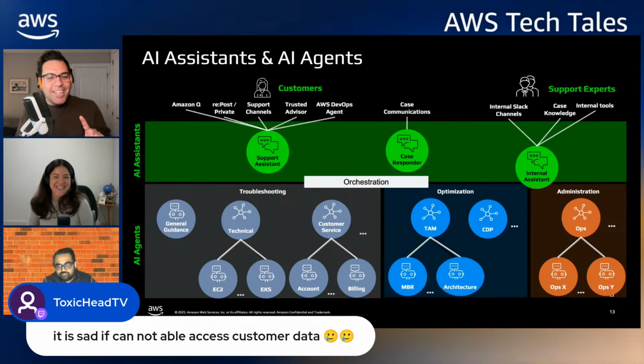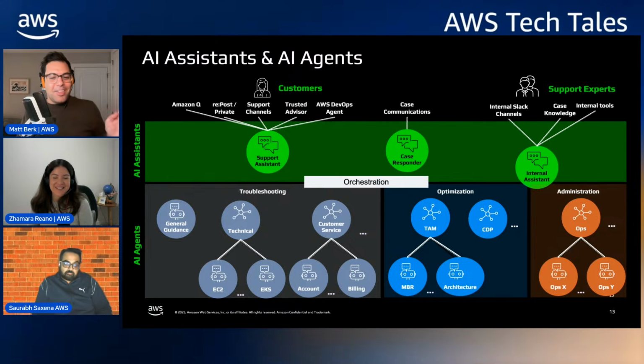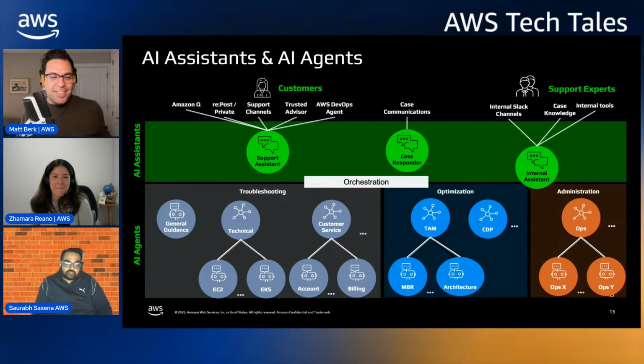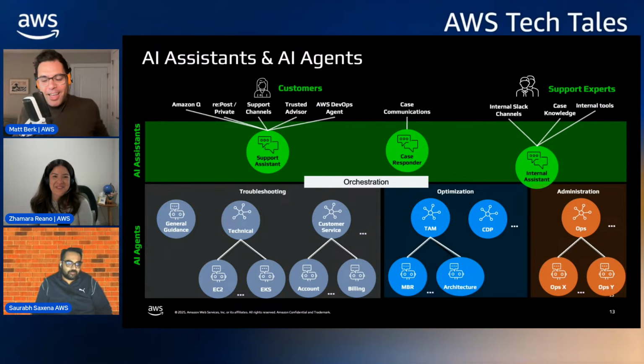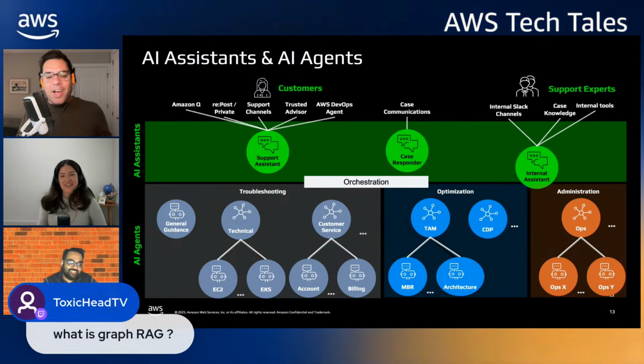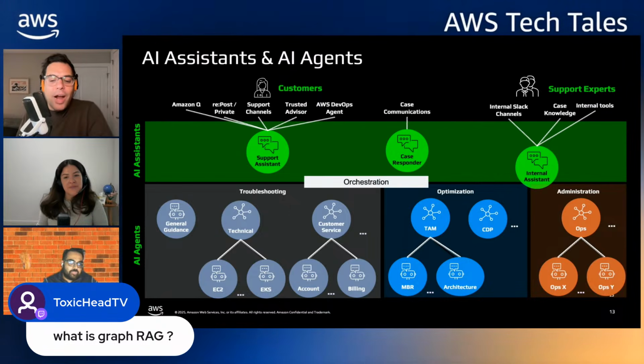The first comment is, it is sad if we cannot access customer data. No, we don't want to access customer data at all. It is sad that we can't access customer data, but it is sadder if you end up in prison. So I'll take the sad over that. And then they also asked, what is graph RAG?